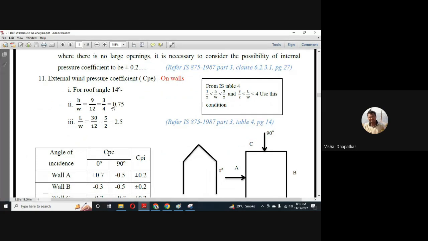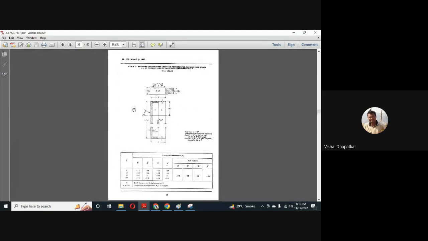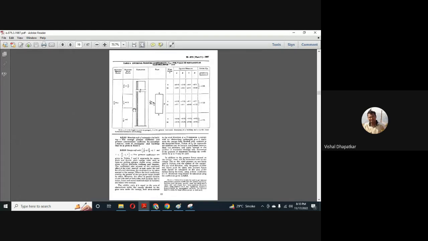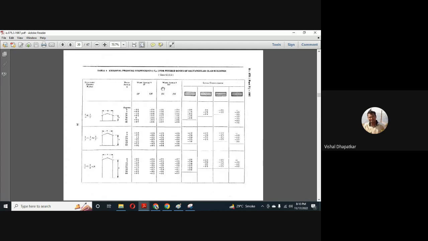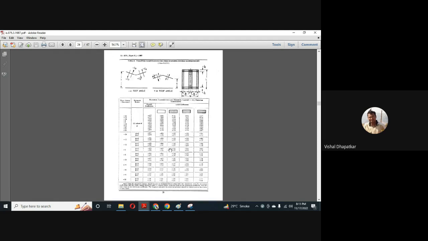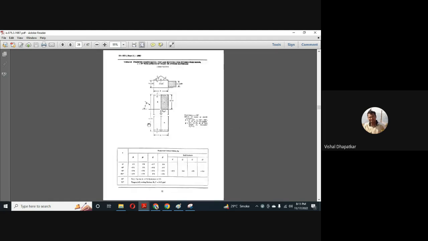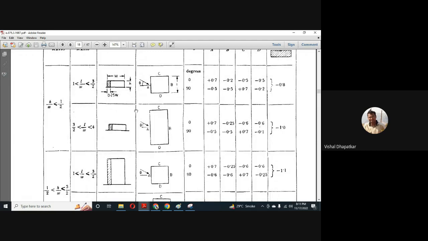To get the external pressure coefficient, what we need is the roof angle, which is 14 degrees, then the height to width ratio and the length to width ratio. As per code, we have different external pressure coefficients for different types of arrangement. These are the force coefficients for the wall surface. These are for the roof. These are for the monoslope roof. If you have a slope on only one side, then this force coefficient we have to use. So first we will see how we can get the force coefficients for the wall.